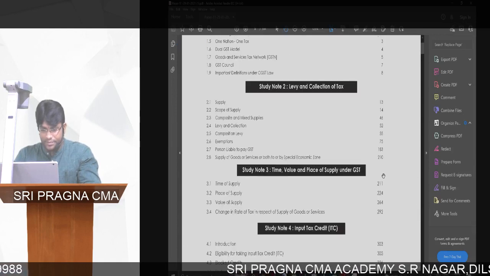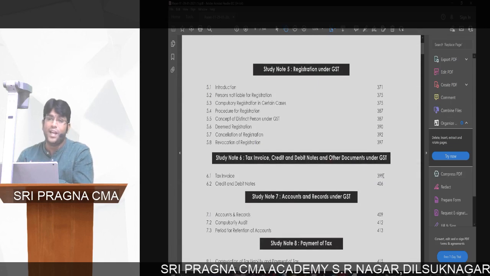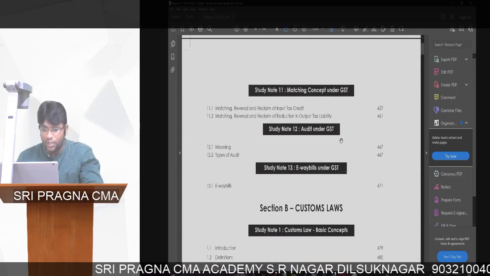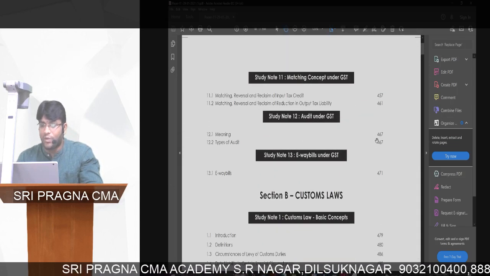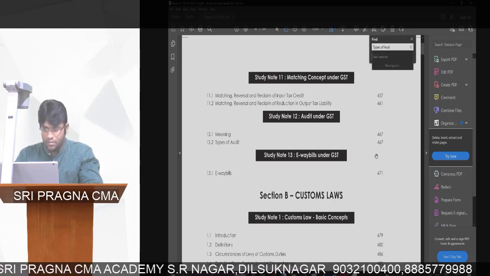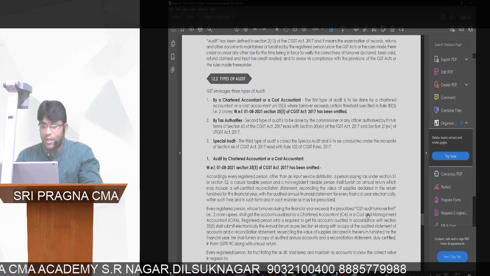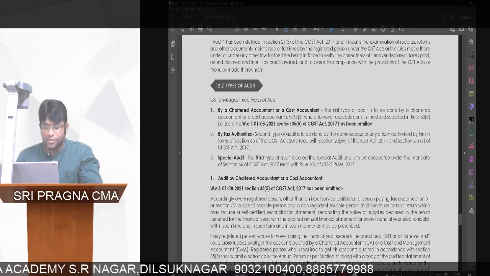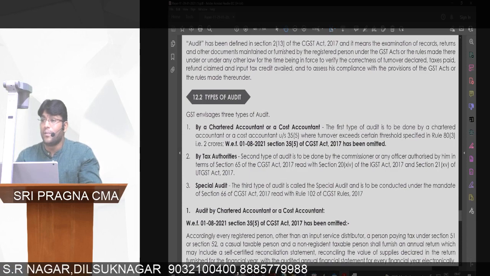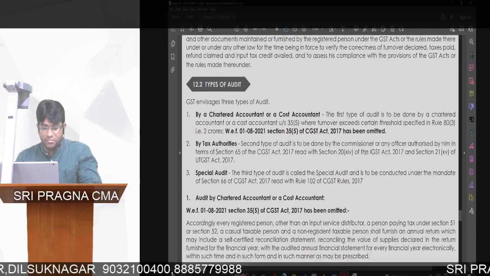So here, if you observe carefully, all this introduction, levy, collection, time, value, ITC, registration, everything we have done. TDS, TCS, over, no? 51, 52. Then this is something called audit under GST, what I was trying to discuss with you. And I already told this point, the concept is gone. That is more than 5 crores. There was a concept called GST audit by chartered accountant or cost accountant. With effect from 1st August, this has been omitted.